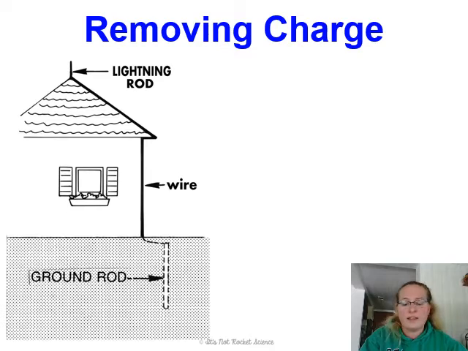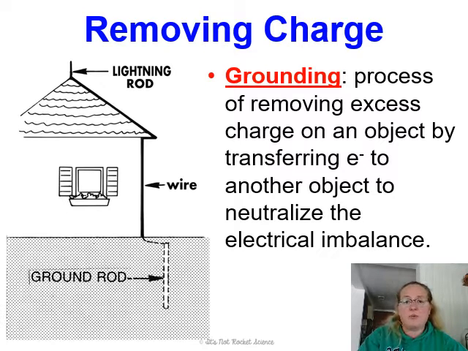Grounding is the process of removing excess charge on an object by transferring electrons to another object to neutralize the electrical imbalance. Basically, when a house is built, or hopefully when it's built, they bury in the ground something called the grounding rod. That grounding rod has a wire lead that goes all the way up through the house to the highest point of the house, to something called a lightning rod.